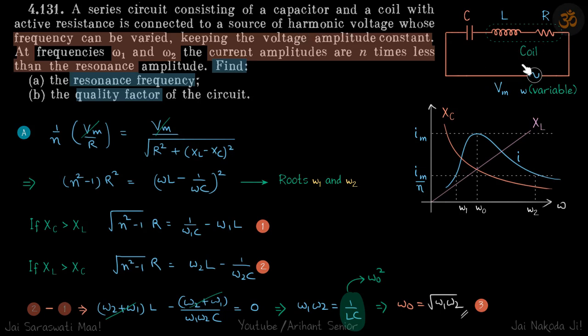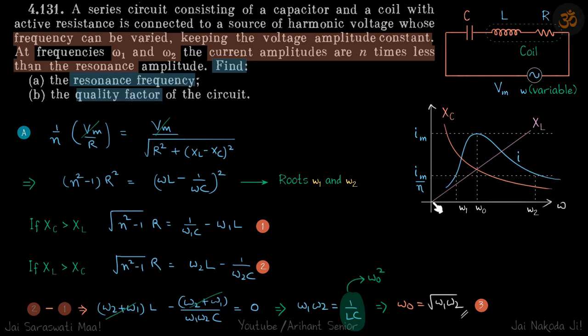So we have this LCR circuit where we can vary the frequency of this external source. We have a capacitor and a coil with an internal resistance. We are given that at frequencies omega 1 and omega 2, the current amplitudes are n times less than the resonance amplitude. And we need to find what is the resonance frequency and quality factor of the circuit.